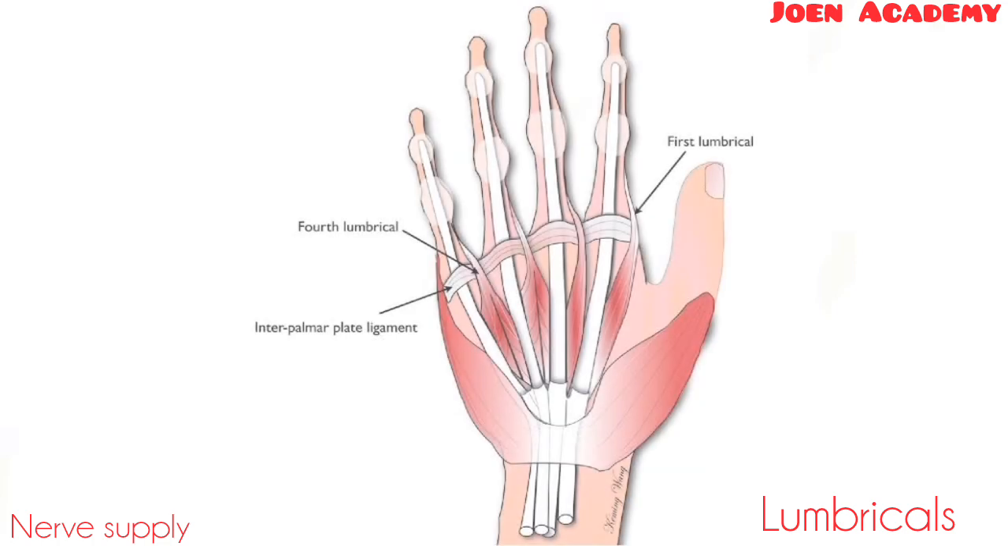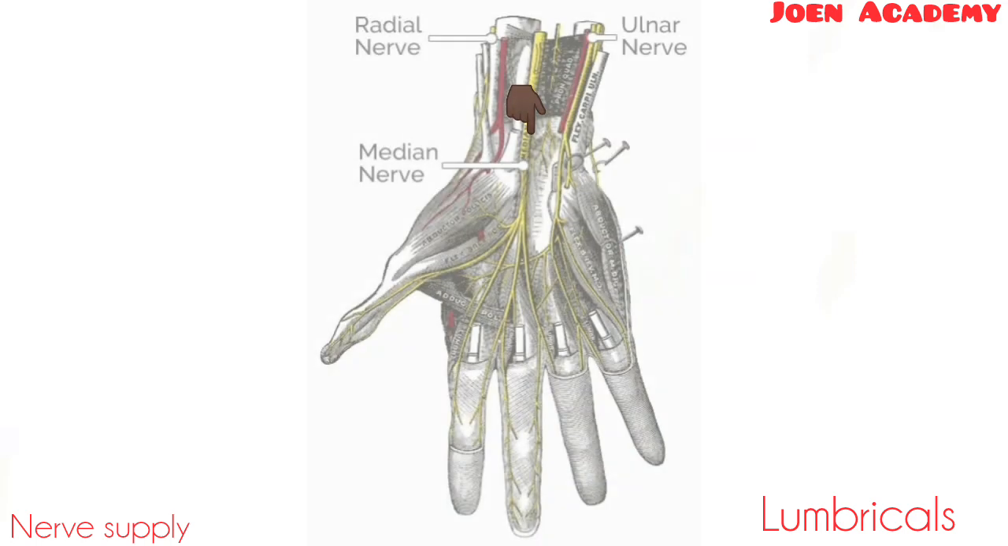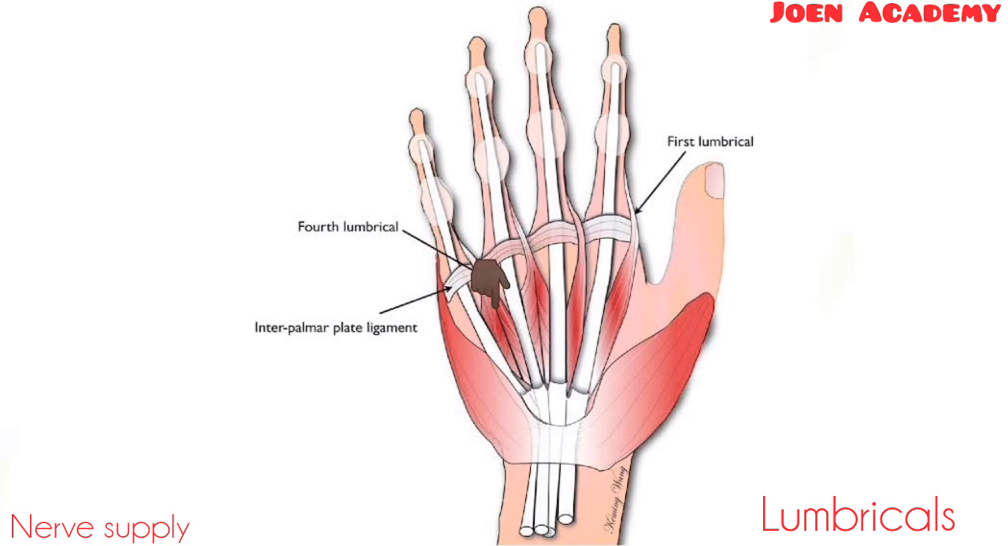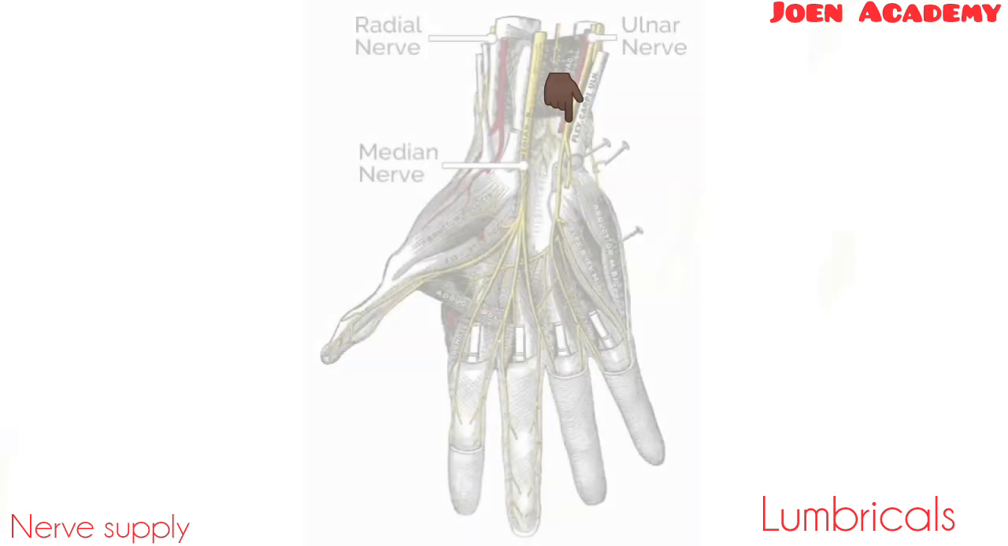The lateral two lumbricals of the index and middle fingers are innervated by the median nerve, while the medial two lumbricals of the little and ring fingers are innervated by the ulnar nerve.